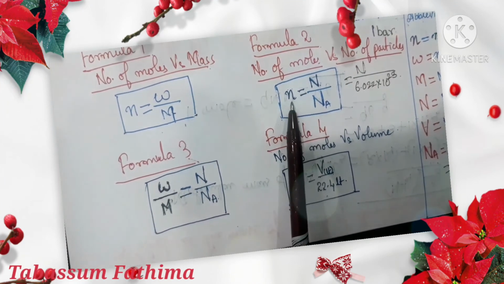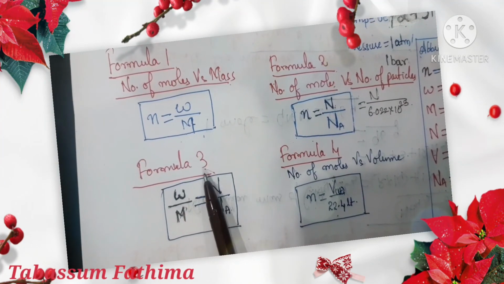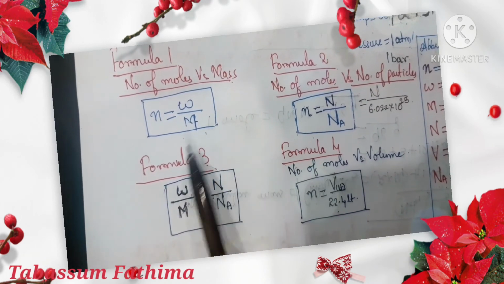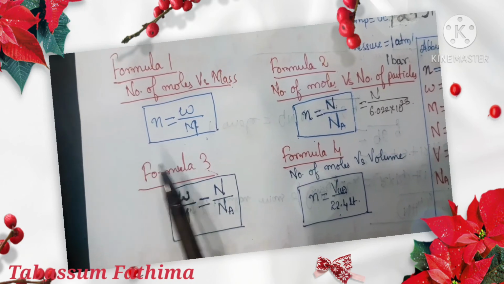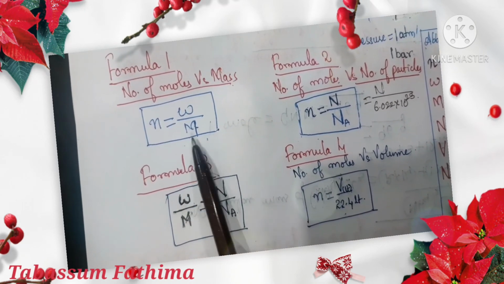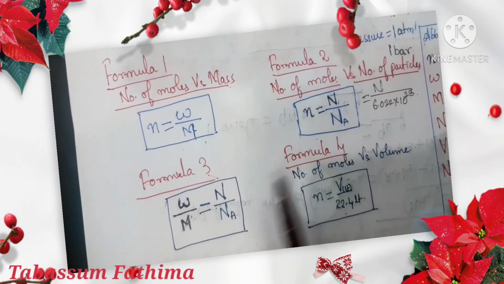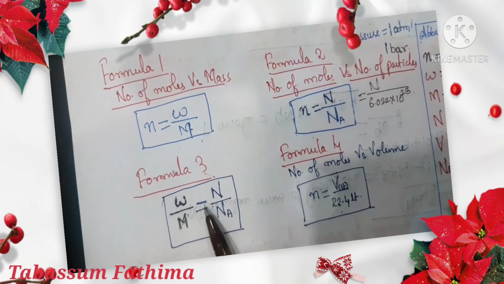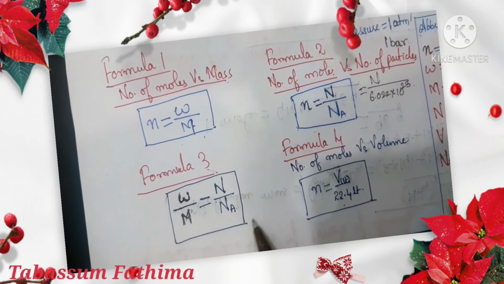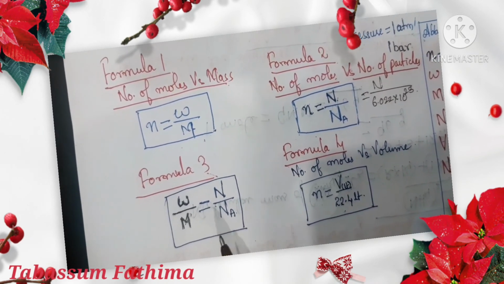By combining both of these formulae, when number of moles is not at all mentioned in the problem, we use this formula. I have just equated the right hand sides of the two formulae by writing W by M is equal to N by Na, and this is the formula when number of moles is not mentioned in the question.